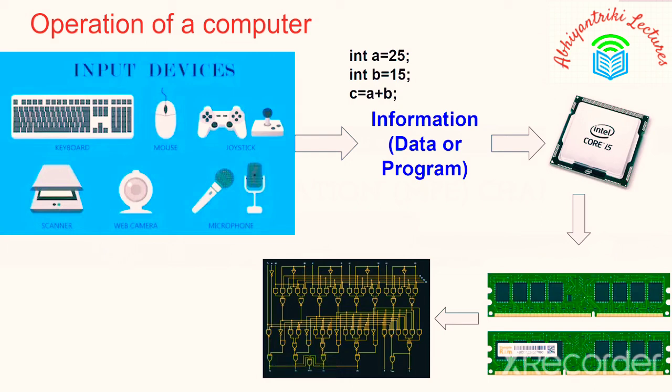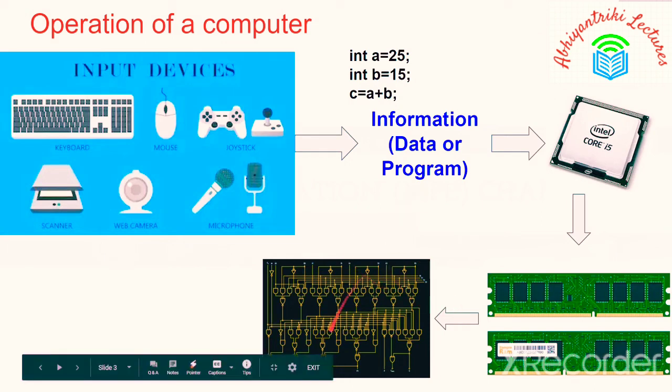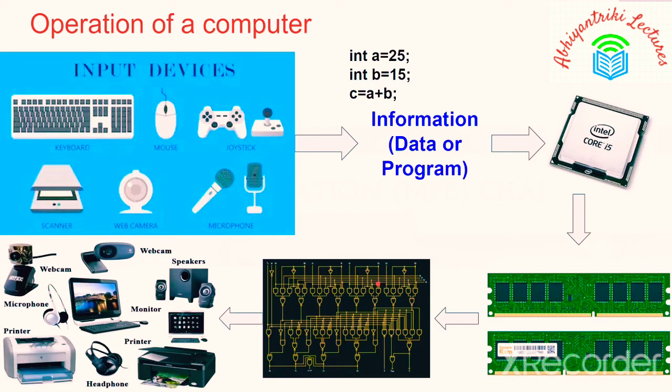Once everything is done, the ALU performs the operation, and the final result will be sent to the output devices. What are output devices? Web camera, speaker, microphone, printer, headphone, monitor, right? These are output devices. Now this entire operation is controlled by the control unit. The control unit's job is what? It generates a timing signal. Why will it generate a timing signal?